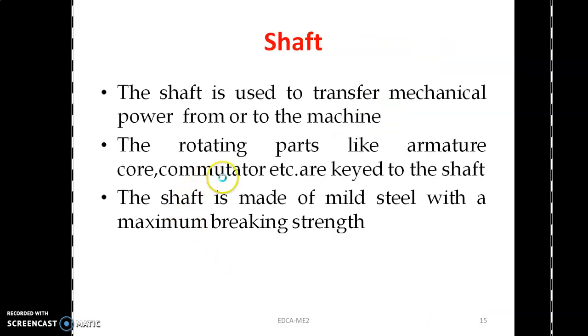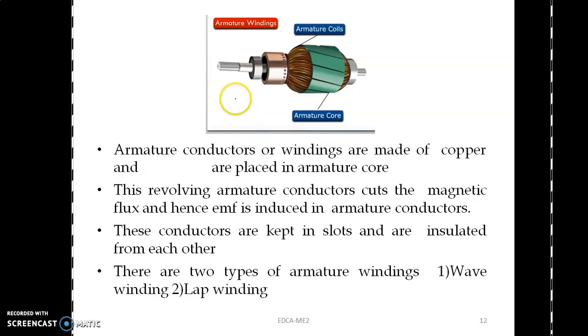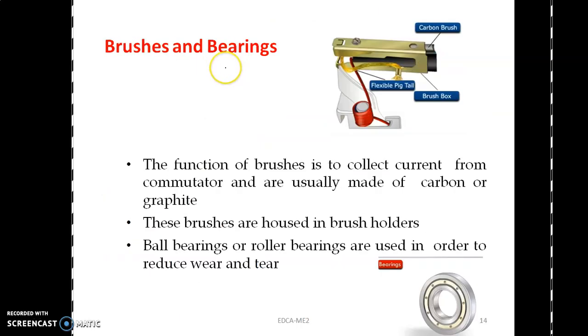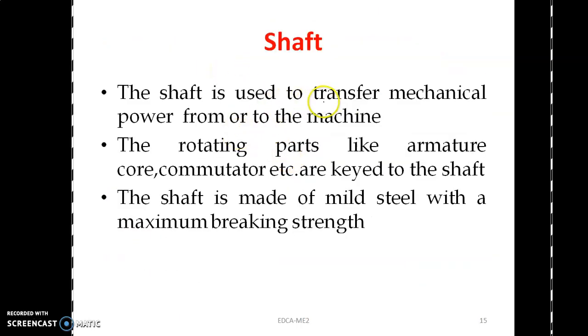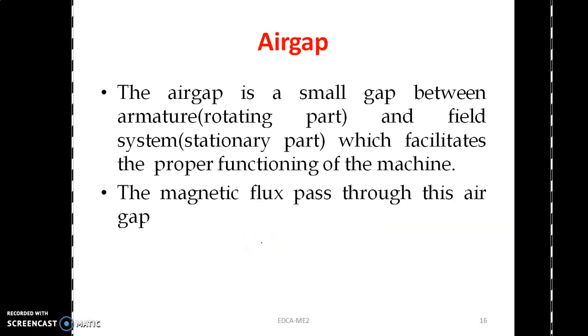Next is the shaft. See here. This is a shaft. Shaft is a mechanical connection towards the outer part. Shaft is used to transfer mechanical power from or to the machine. If it is a motor, mechanical power is the output, and if this is a generator, mechanical power is the input. The rotating parts like armature core, commutator, etc. are keyed to the shaft. The shaft is made up of mild steel with a maximum breaking strength.